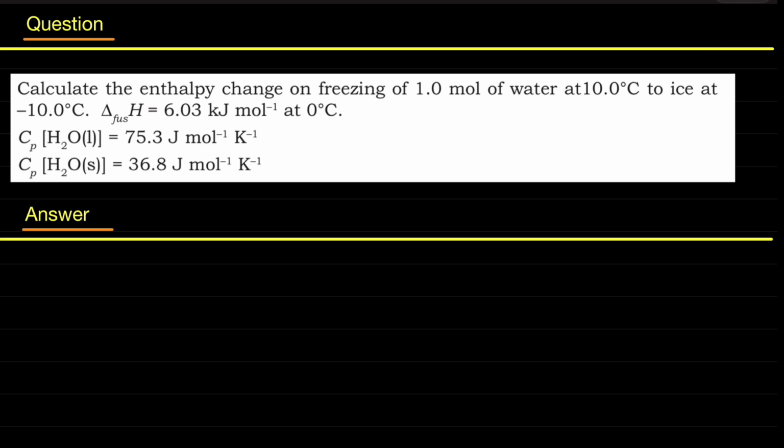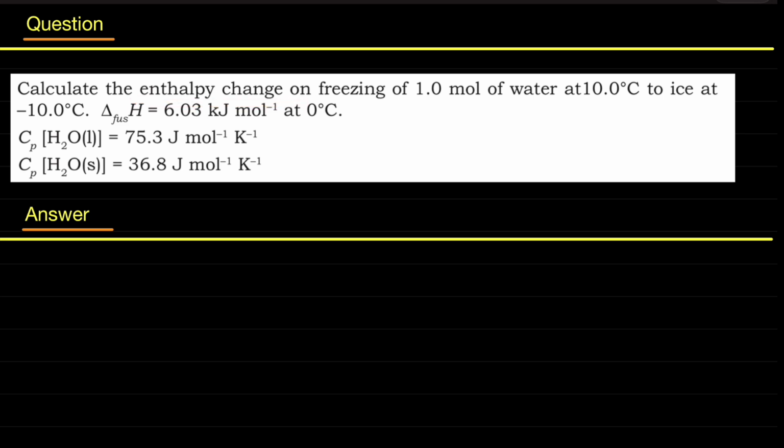This question is from Chemistry, chapter Thermodynamics. Calculate the enthalpy change on freezing of 1 mole of water at 10 degrees Celsius to ice at minus 10 degrees Celsius. Here enthalpy of fusion is given as 6.03 kilojoule per mole at 0 degrees Celsius. Molar heat capacity of water in the liquid state and in the solid state, or in the ice, is given. Based on this information, we have to find the enthalpy change.